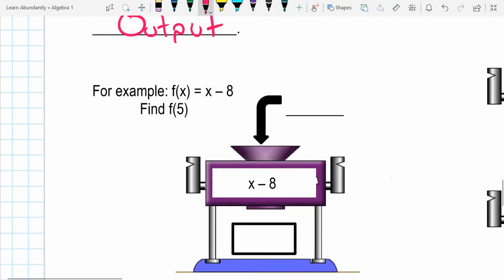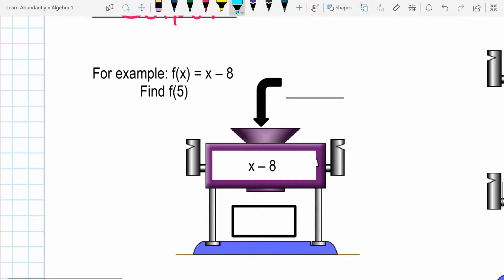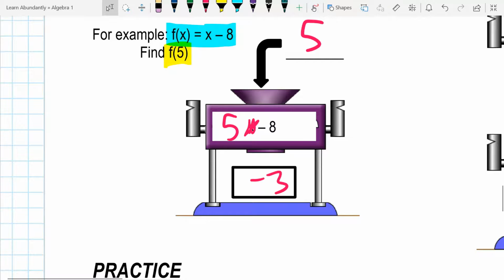For example, if I had the function f of x equals x minus 8, and I wanted to find out what f of 5 was, I would take that 5, plug it into my function, and that means I'm going to replace the x with a 5. 5 minus 8 is negative 3. And so that tells me that f of 5 equals negative 3.